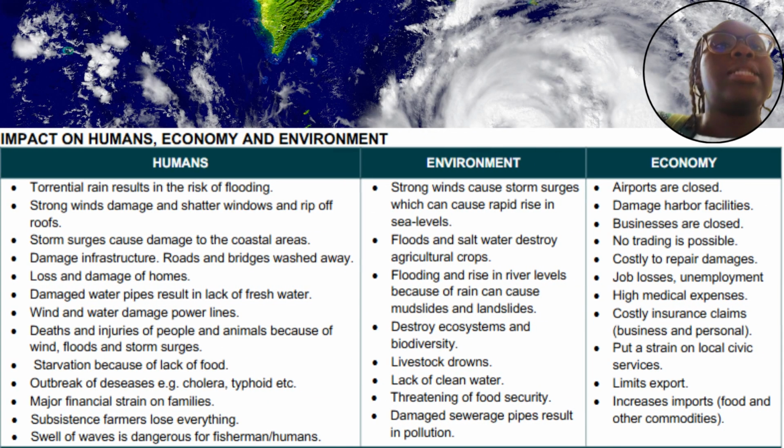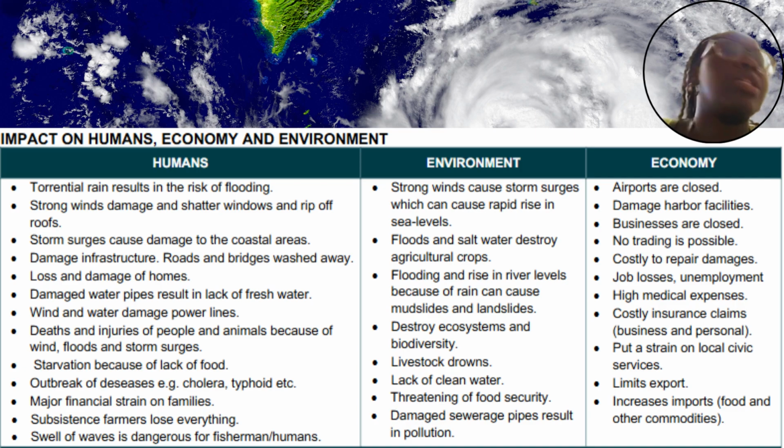So now we'll discuss the impact of a cyclone like this on humans, economy, and environment. And as you can imagine, it's not going to be great, right? So for humans, for example, torrential rain will result in the risk of flooding. The winds will damage and shatter windows and rip off roofs. We've had a few in South Africa as well. And the storm surges can cause damage to the coastal areas.